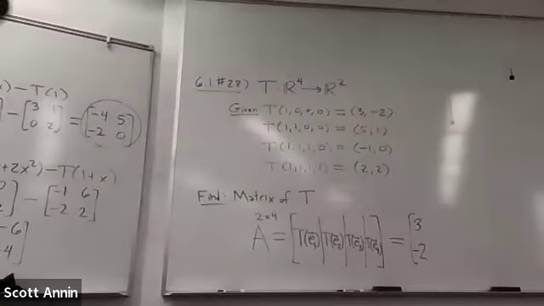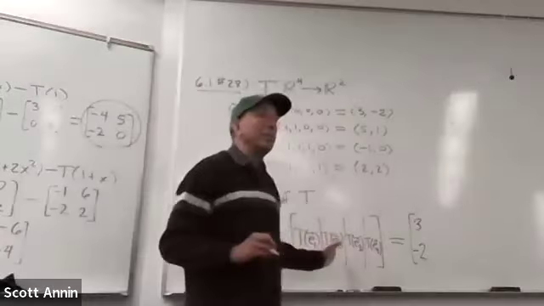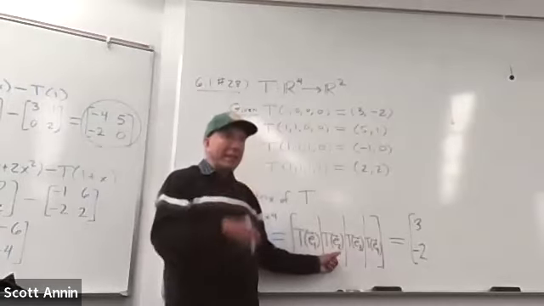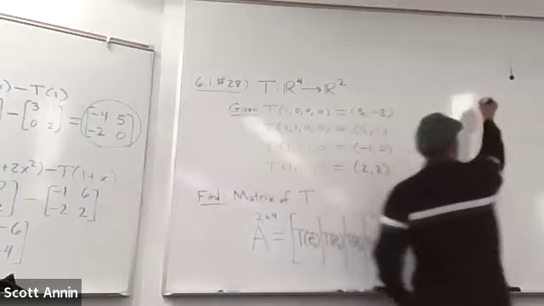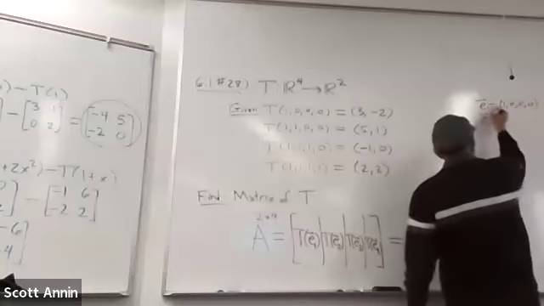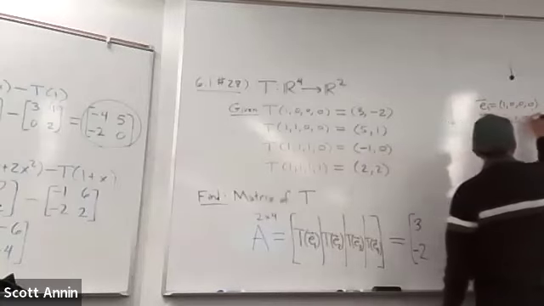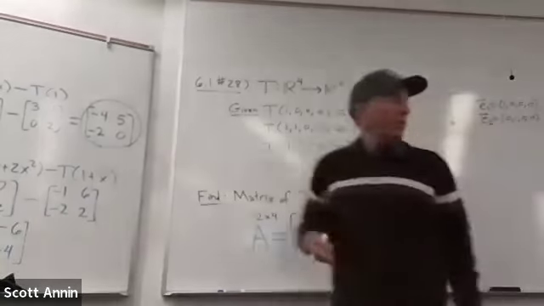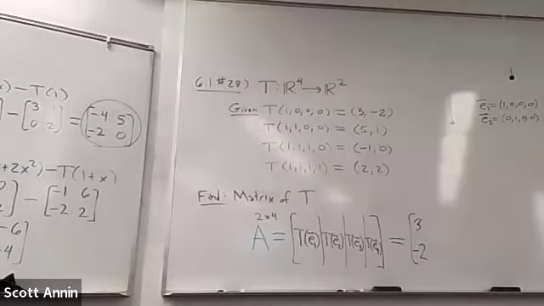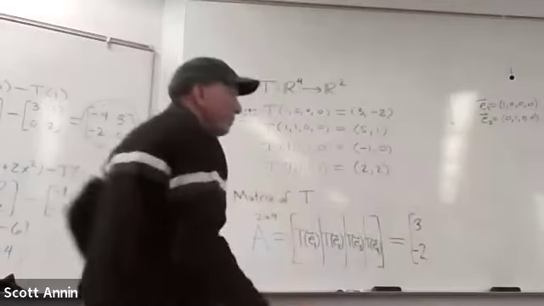But where we run into trouble here, guys, is that the second column is supposed to be T of the second standard basis vector. So just to remind everybody, E1 is just 1, 0, 0, 0. E2 is 0, 1, 0, 0. Now they didn't give that to us. They did not tell us what T of 0, 1, 0, 0 is. So what do you suppose we're gonna do?